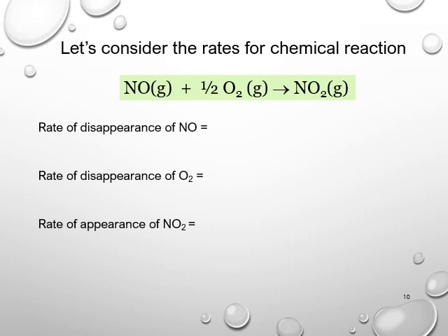Nitrogen monoxide plus half oxygen to form nitrogen dioxide. The rate of disappearance of nitrogen monoxide can be written as, the rate of disappearance of oxygen, the rate of appearance of nitrogen dioxide.